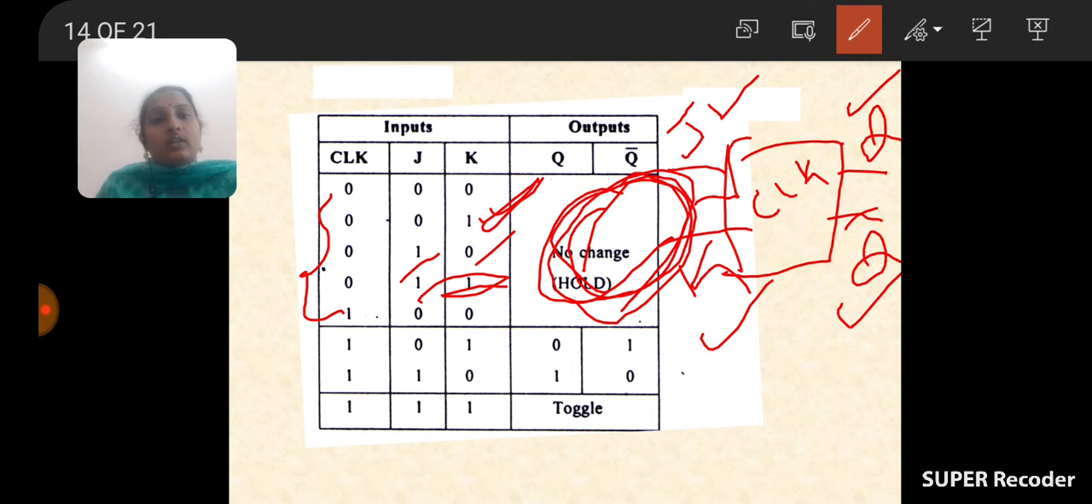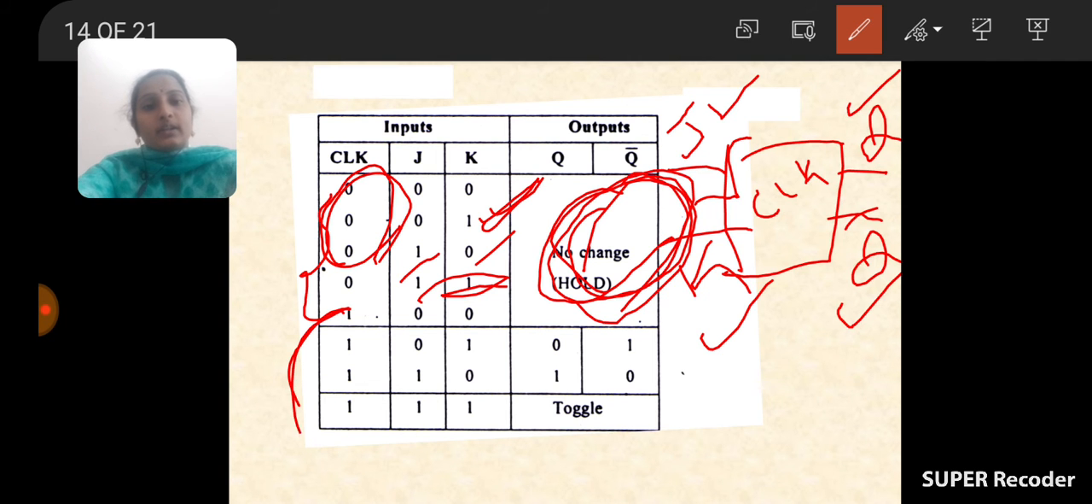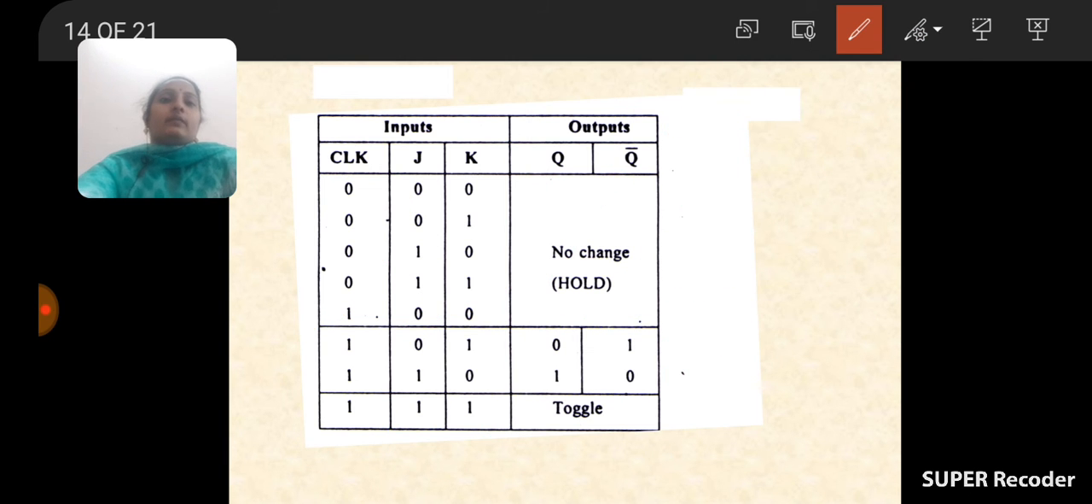That means what? If the clock pulse is not there, in the case of absence of clock pulse, even though the inputs are applied, the output is not changed. But in case of clock pulse, if we apply the clock pulse, according to the inputs, the state of the output is changed.